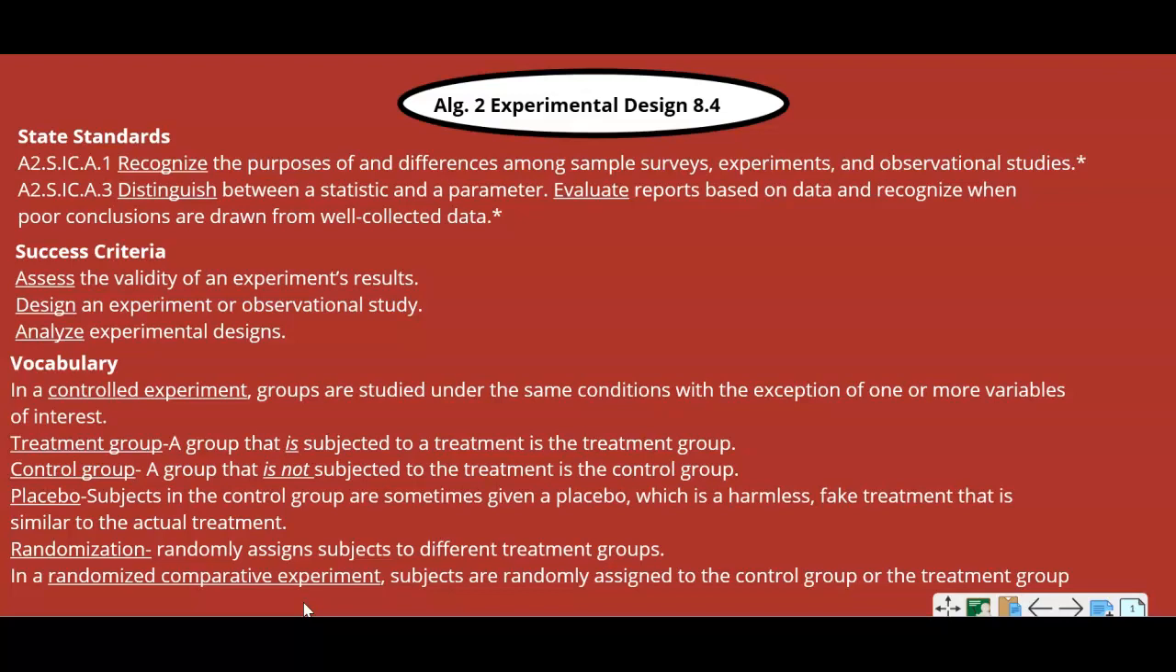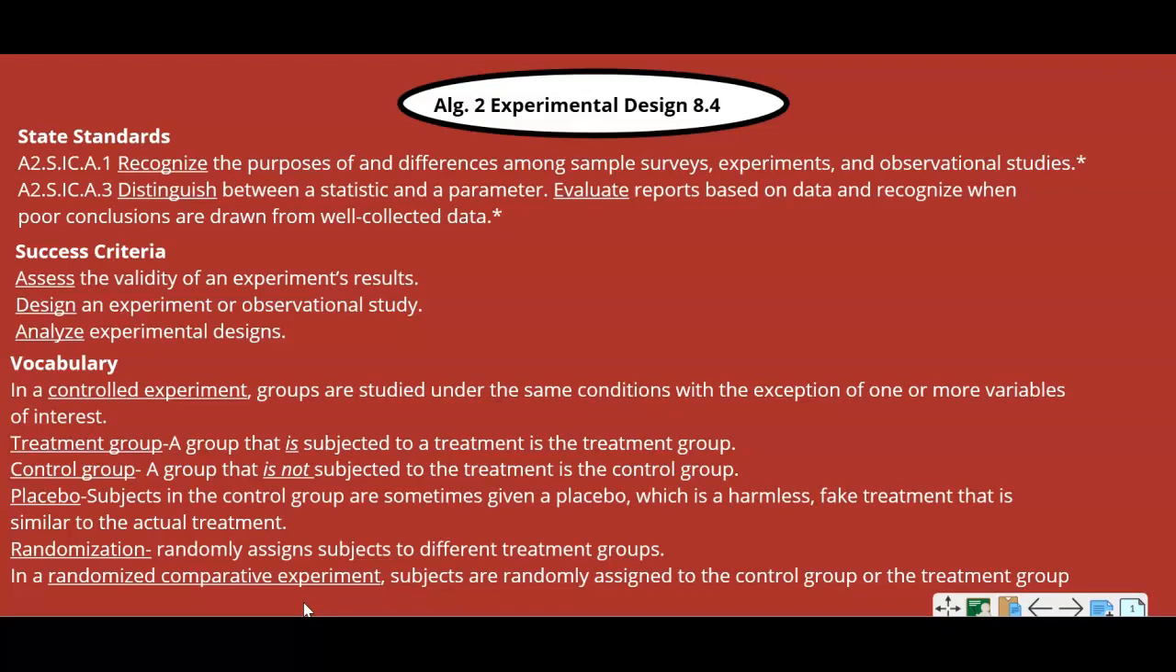In a controlled experiment, groups are studied under the same conditions with the exception of one or more variables of interest. A treatment group is a group that is subjected to a treatment, and that's called the treatment group. A control group is a group that is not subjected to the treatment. A placebo: subjects in a control group are sometimes given a placebo, which is a harmless fake treatment that is similar to the actual treatment.